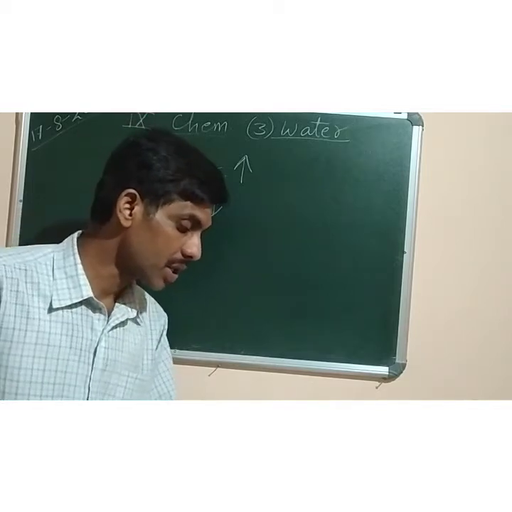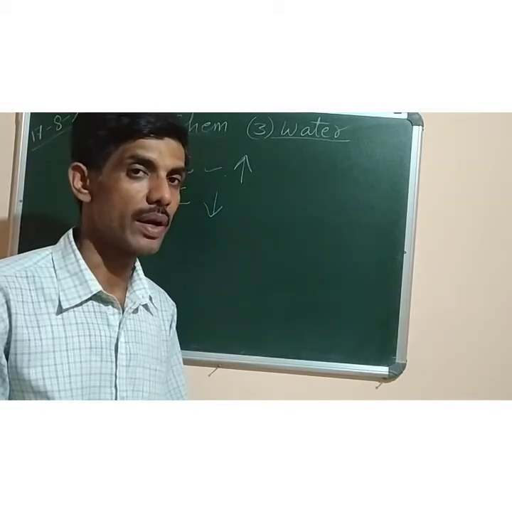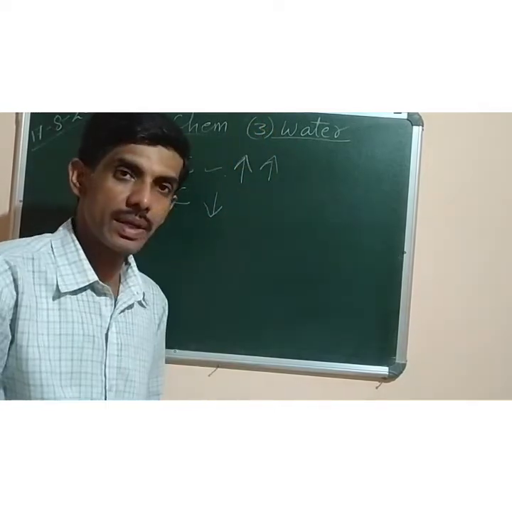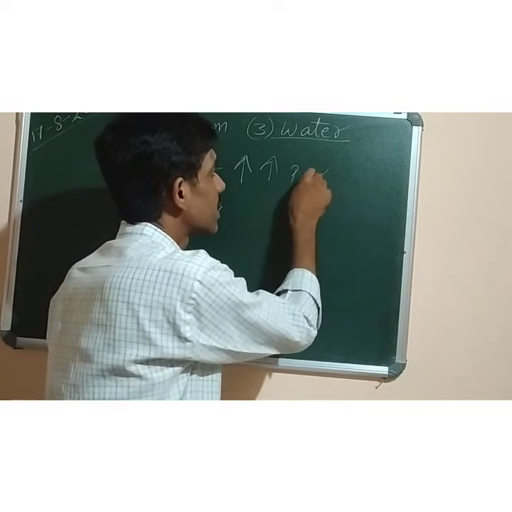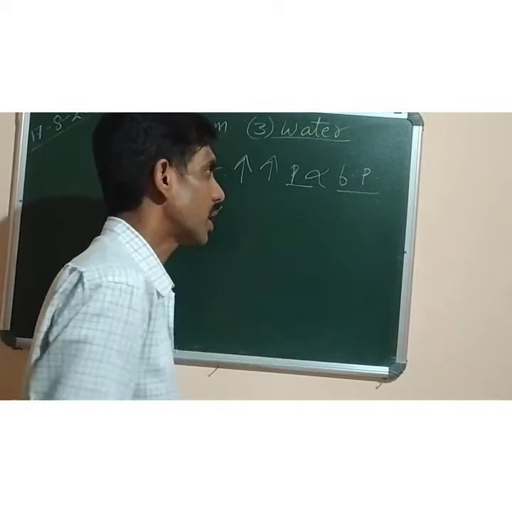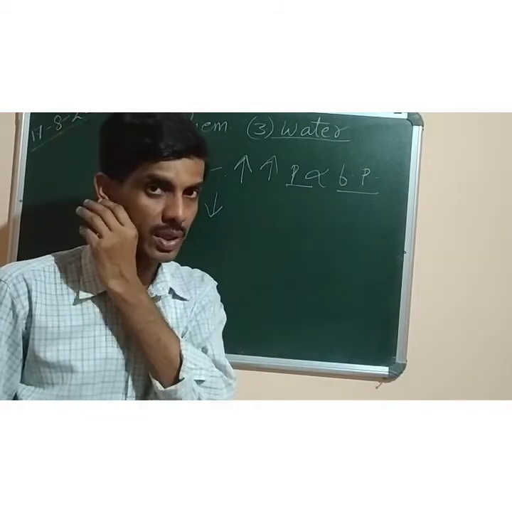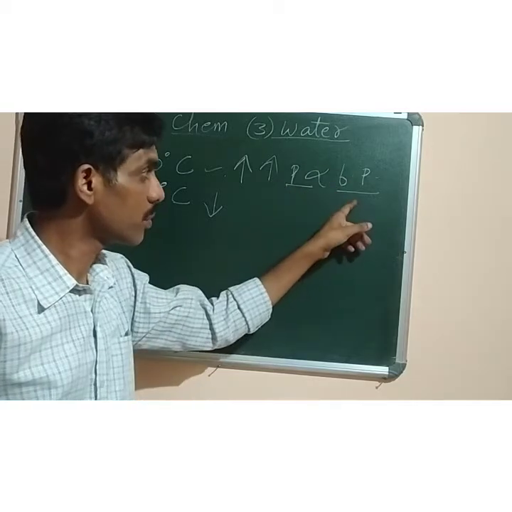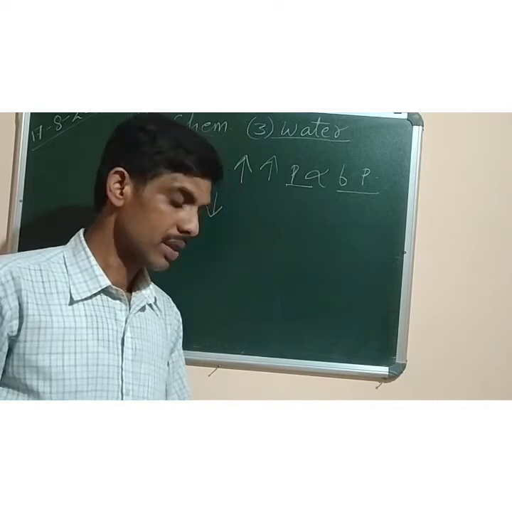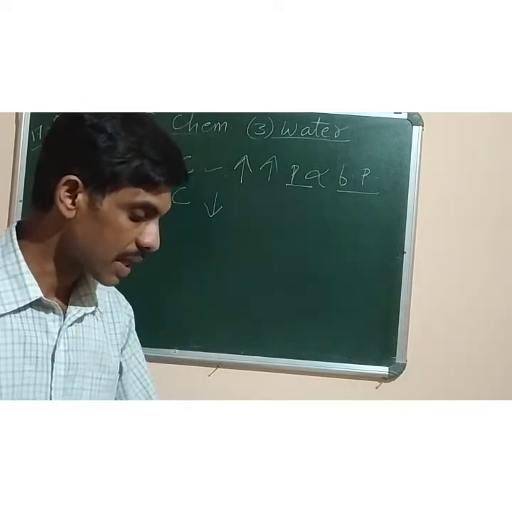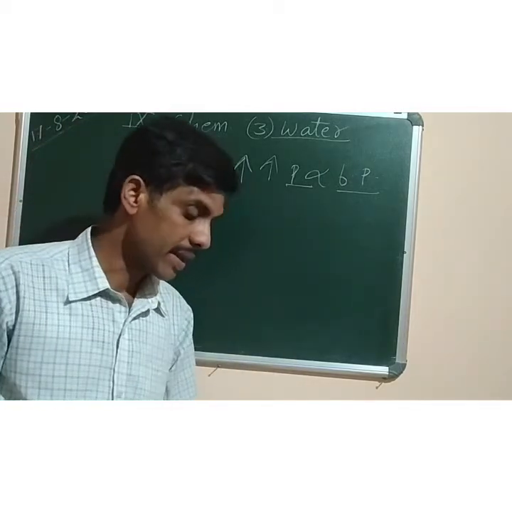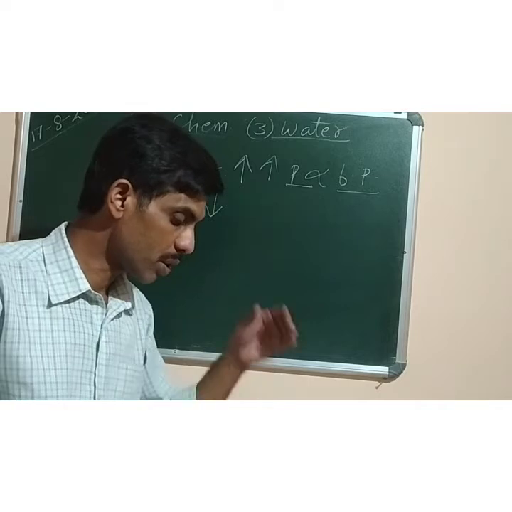Then increase of pressure also raises the boiling point of water. If the pressure increases, then the boiling point will also increase. So pressure is directly proportional to the boiling point. P means pressure, BP means boiling point, and this symbol means directly proportional. If pressure is increased, boiling point also increases. Then the third one is, at higher pressure, the freezing point of water drops slightly below 0 degrees. So if we increase the pressure very high, then the freezing point of water will go below 0 degrees C.